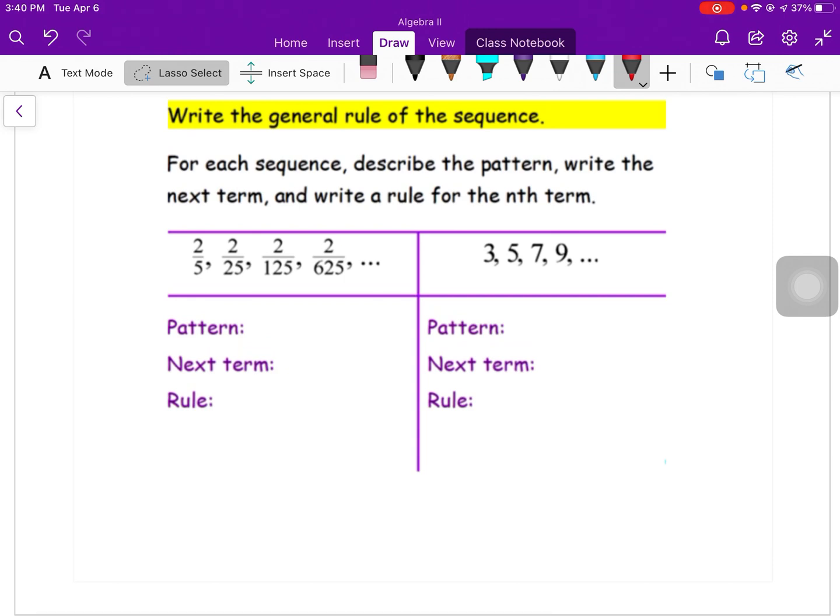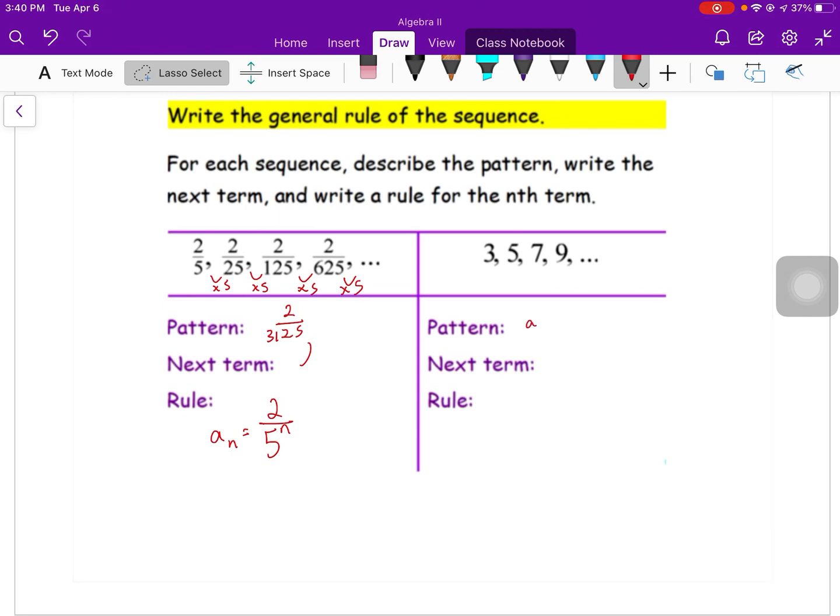Okay, write a general rule. So my pattern here is that I notice that the 2 stayed the same, but the 5's increased. It goes 5 times 5 times 5 times 5. So my next number is going to be 2 over 3,125. How did I get that? I took 625 times 5. Okay, so my pattern is that I'm going to multiply the denominator by 5, or I'm going to kind of cheat and say the 2's stay the same, and the denominator is 5 to the nth power.